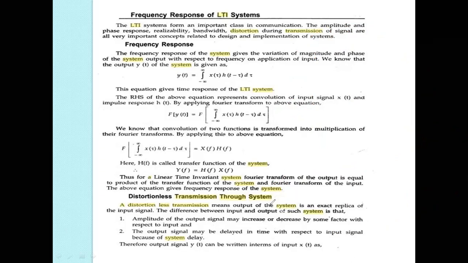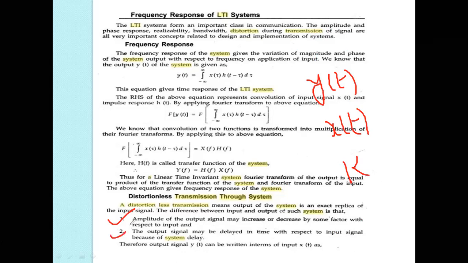The difference between the input and output of such a distortionless system is, first, the amplitude of the output signal may increase or decrease by some factor with respect to the input. What is the output here? y of t. What is the input here? x of t. And what is the amplitude factor? We can take it as k. k is either increasing or decreasing by some factor.